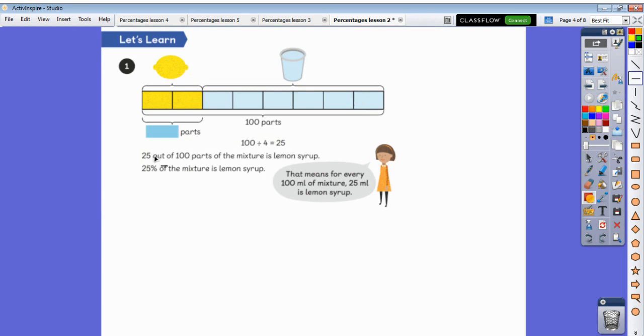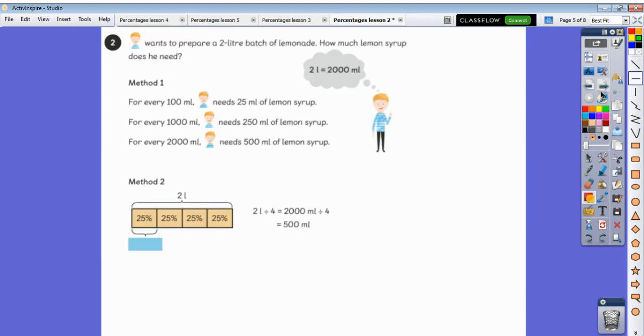So for every 2 parts will be a quarter. So that's why we've got 100 divided by 4 is 25. So 25 out of 100 is the same as 25%. So that means that for every 100 millilitres of the mixture, 25 millilitres is lemon syrup.